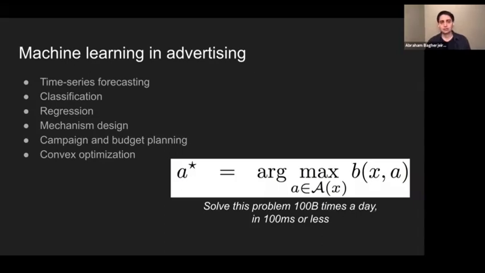Once advertisers work within their business, they're thinking about, well, how much money can I spend? How do I allocate my advertising budgets across different campaigns or marketing initiatives? And finally, we spend a lot of time doing convex optimization problems here, and also non-convex optimization problems, but the convex ones are easier most of the time.